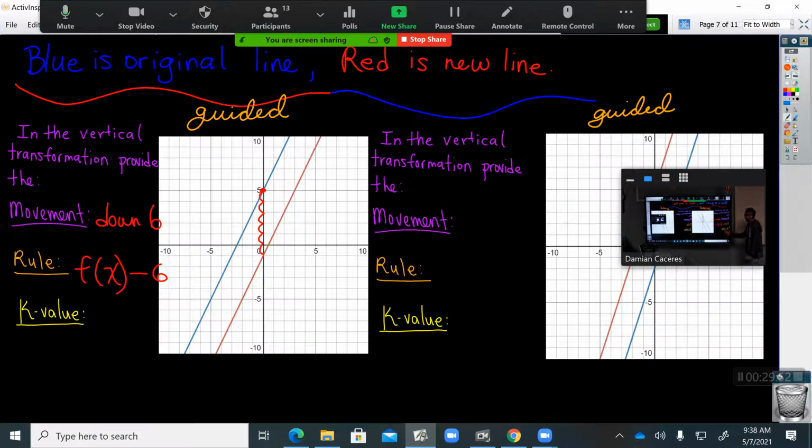And now the K value, negative 6, is right there. Simple? Let's try the next one.